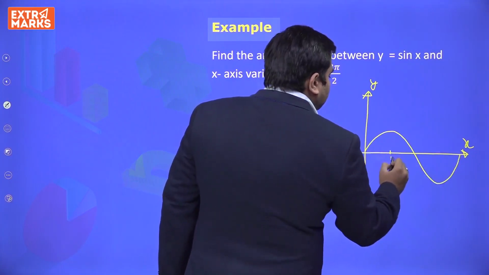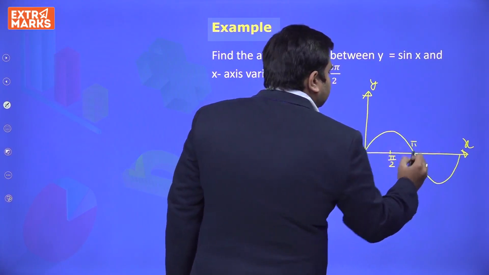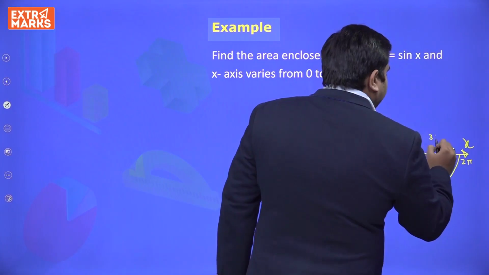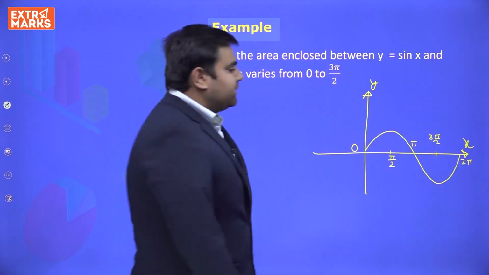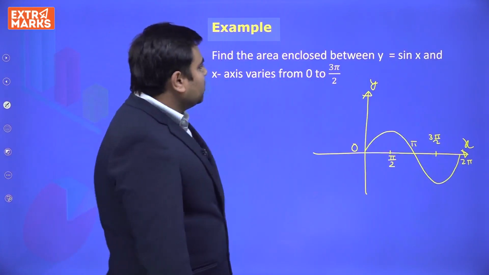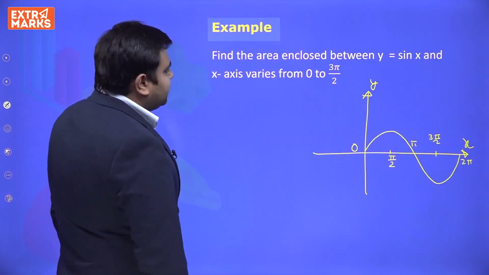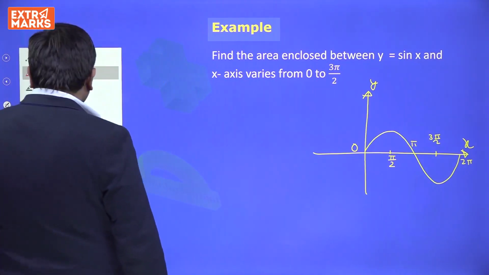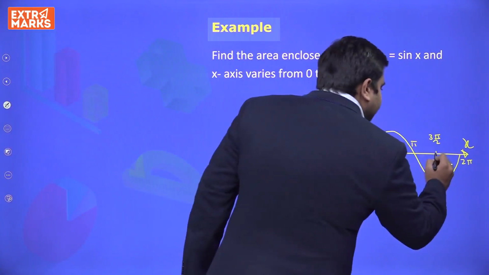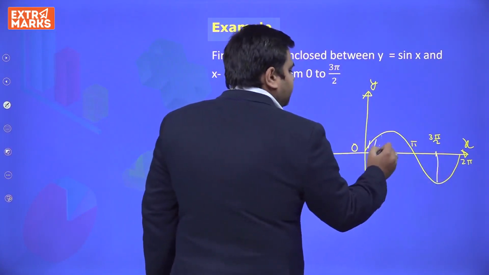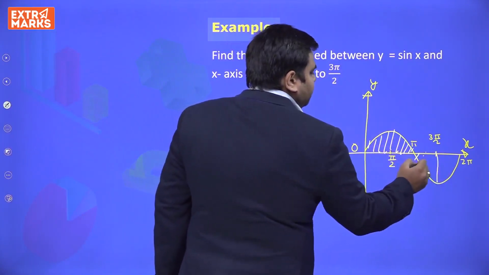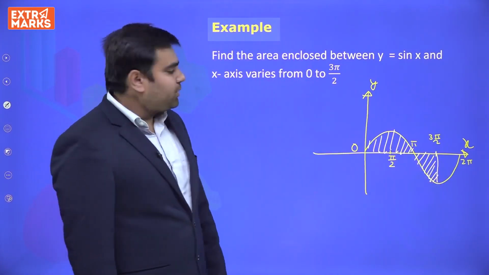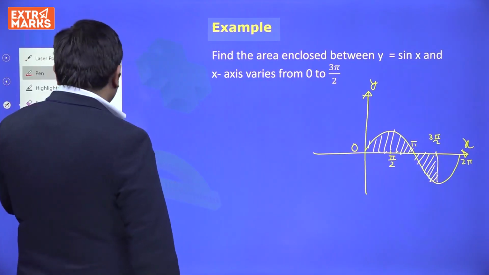This is 0, this is pi by 2, this is pi, this is 2 pi, and this is 3 pi by 2, right? So the area enclosed between y equal to sin x and the x-axis between 0 to 3 pi by 2. So this is the shaded area, right? Now how to find this area?